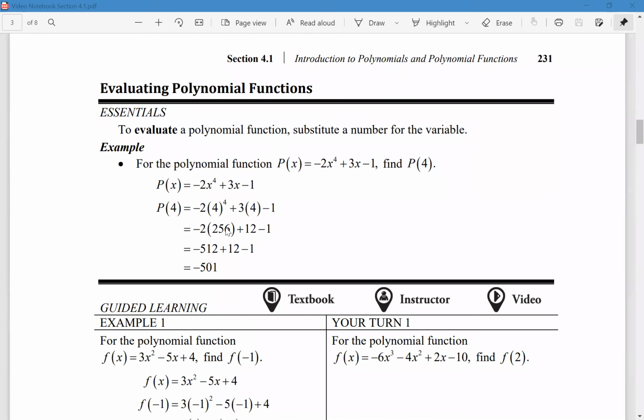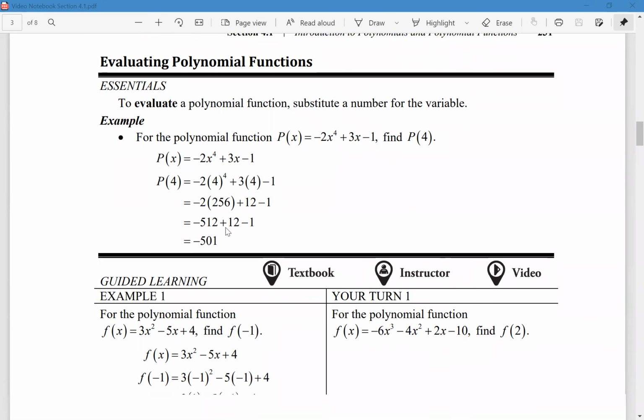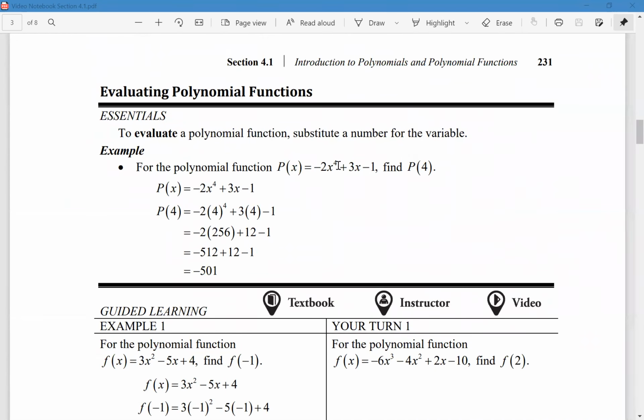Okay, so evaluating polynomial functions. We've done this before, actually, when we found function values. It's kind of more of the same. It's just that we're specifically plugging into a certain type of function called a polynomial function.